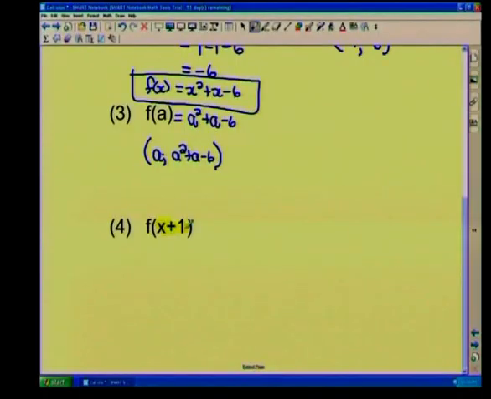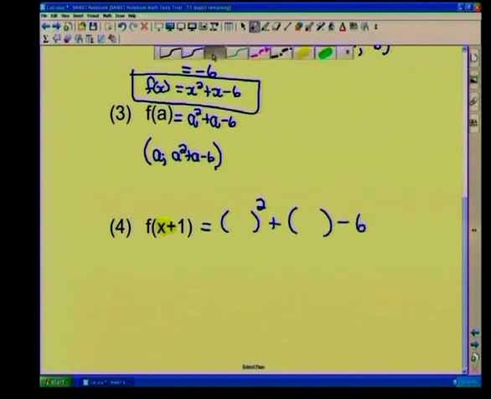Let's bring it right up here. So basically what I'm doing is I'm going to this equation and I'm saying the package goes in here and we square it. Then the package goes in here and then I subtract 6. And the package, according to this, will be x plus 1.